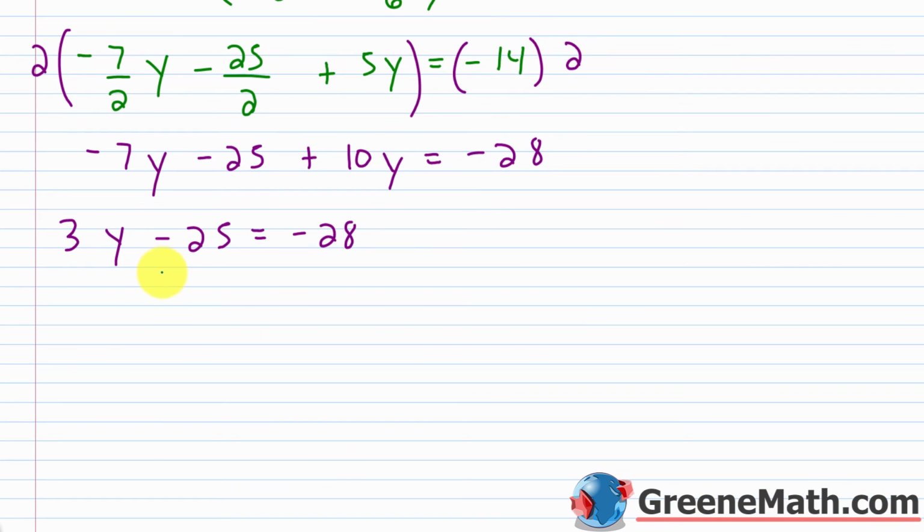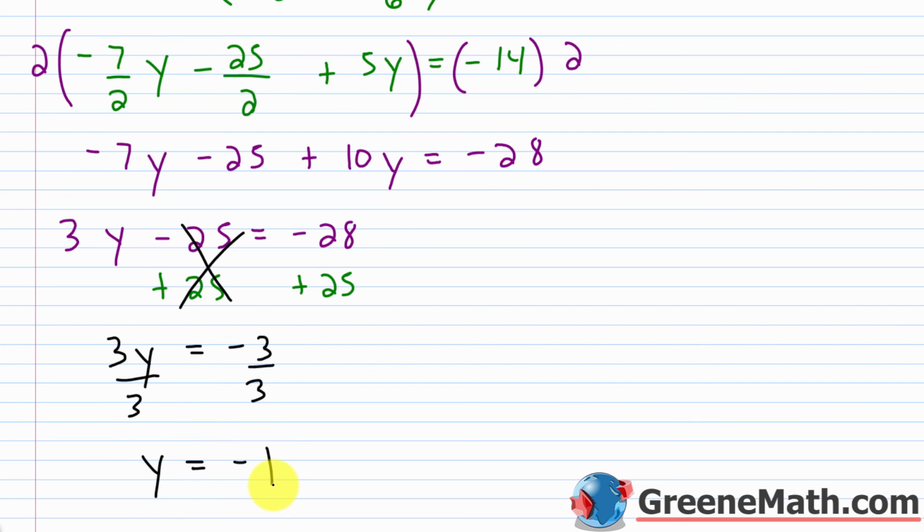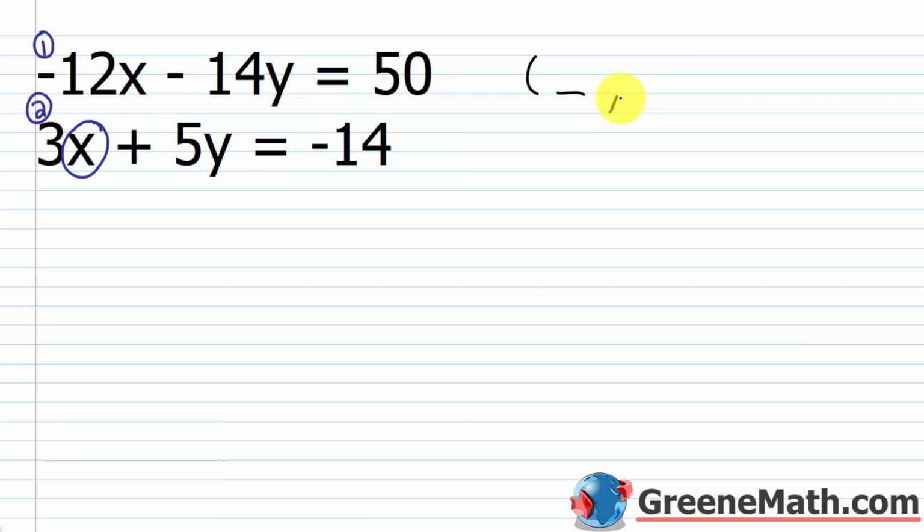So let me add 25 to each side of the equation. That'll cancel. We'll have 3y is equal to, negative 28 plus 25 is negative 3. Divide both sides by 3, and you get y is equal to negative 1. So this is the ordered pair, something comma negative 1. All right, so now I can plug negative 1 in for y in either original equation, either 1 or 2, to see what I would get for x.